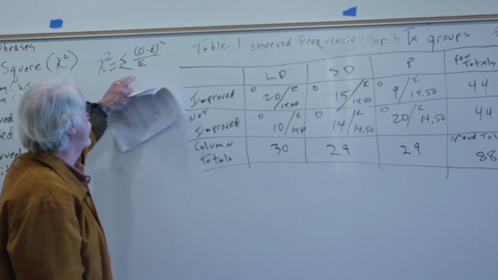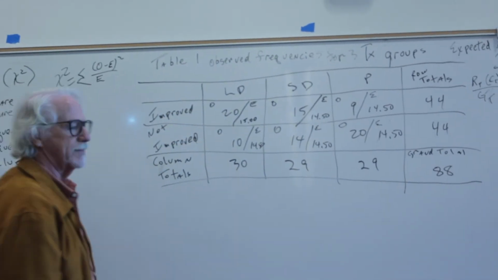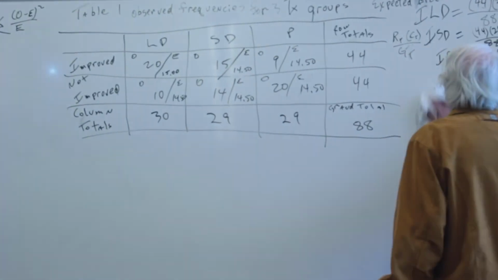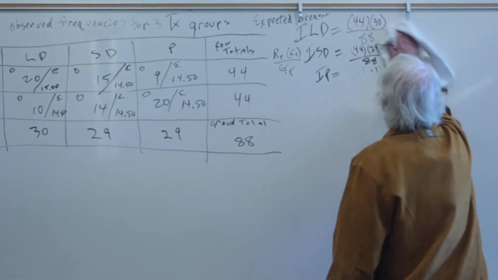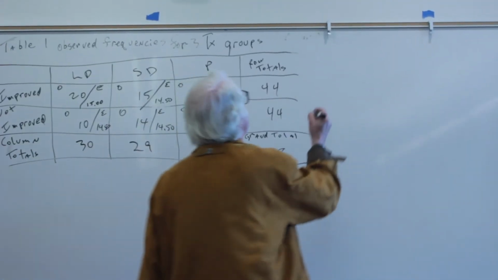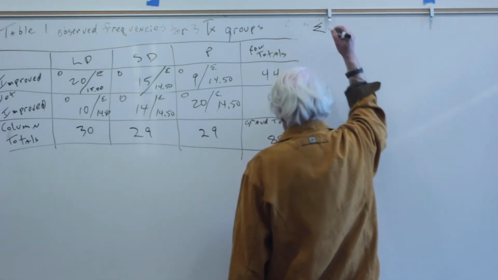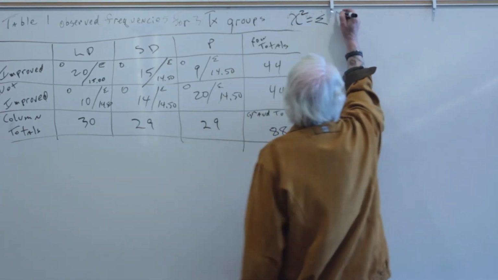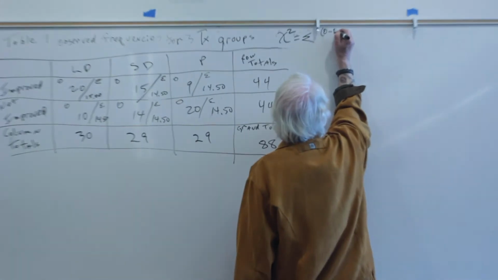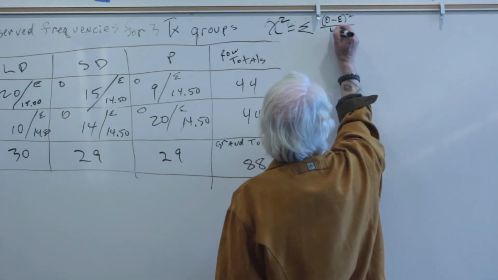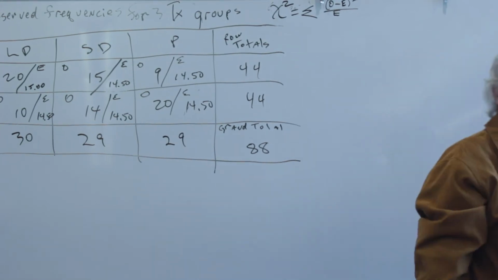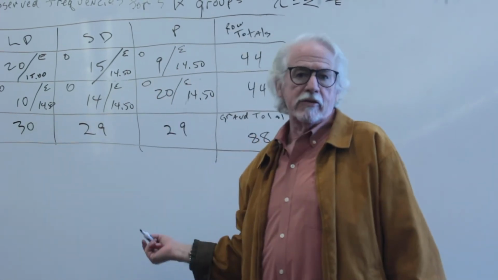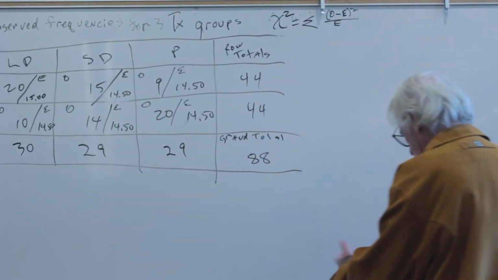Now we have to do this formula for all of these options. So I'm going to erase this part, unfortunately, and do that. X squared is equal to the sum of the observed frequency minus the expected frequency squared over the expected frequency. But now I have to do it for all 6 of these categories instead of the 3. That's all. But it's still a simple computation.